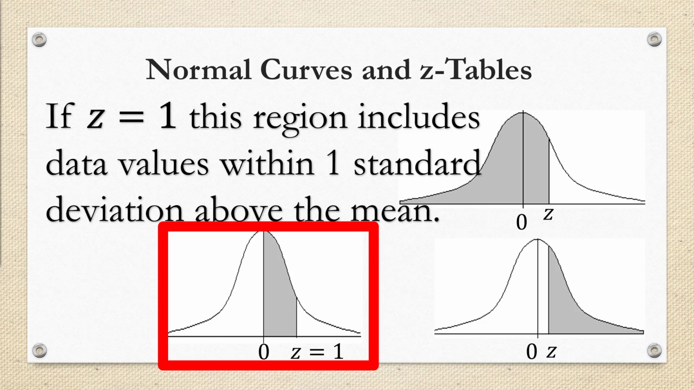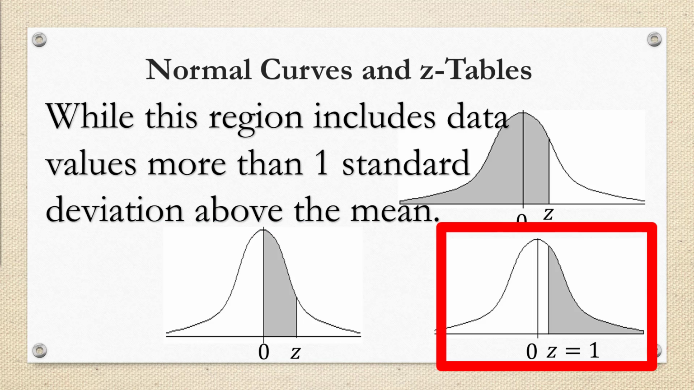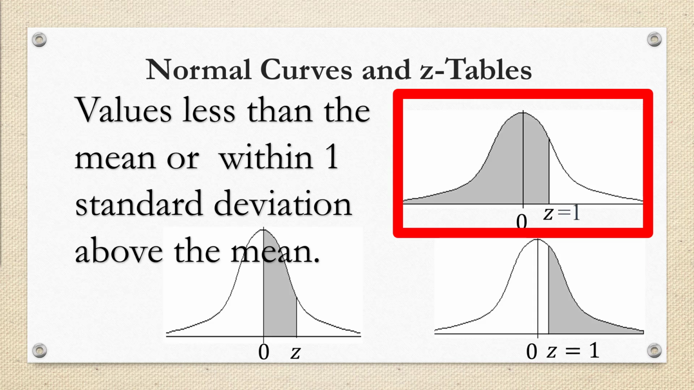If z is equal to 1, the region between 0 and 1 includes all the data values within one standard deviation above the mean, while this region, which is also next to z equals 1 but on the right side, includes all the data values more than one standard deviation above the mean. And this region, which is also adjacent to z equals 1, except shading to the left of it, includes all values less than the mean or within one standard deviation above the mean.